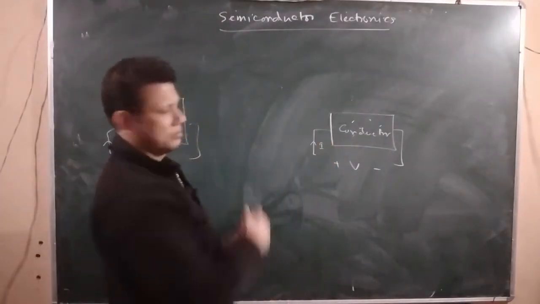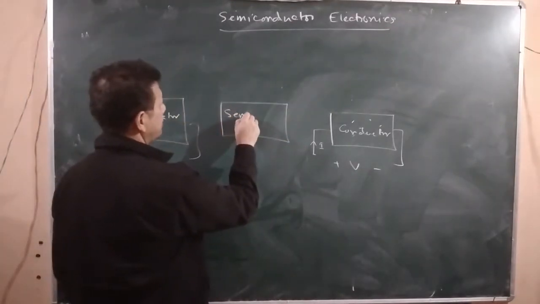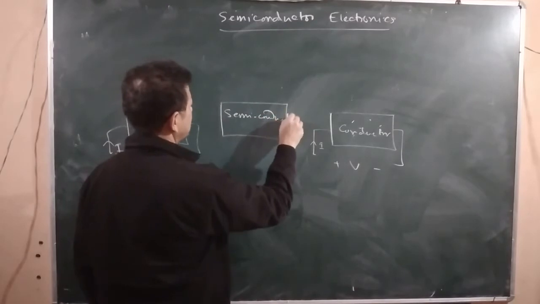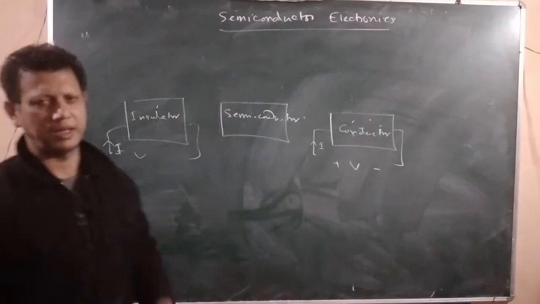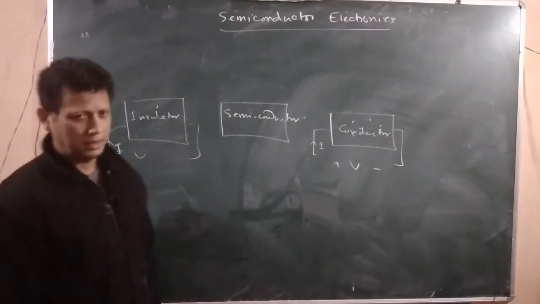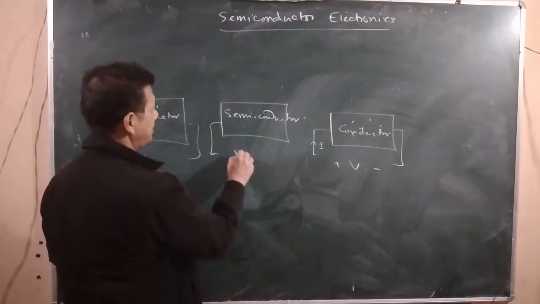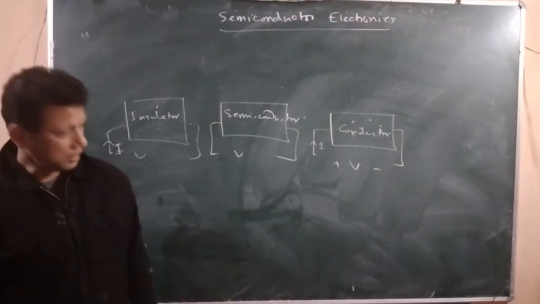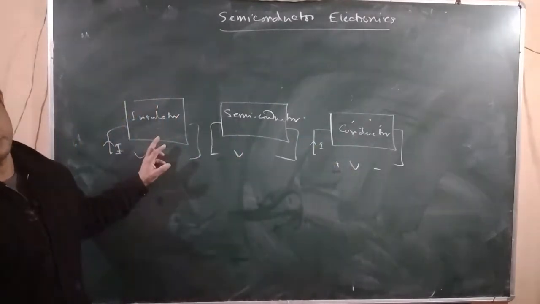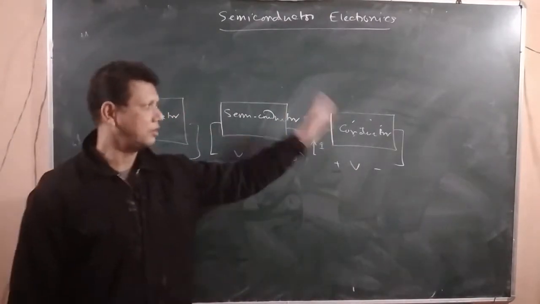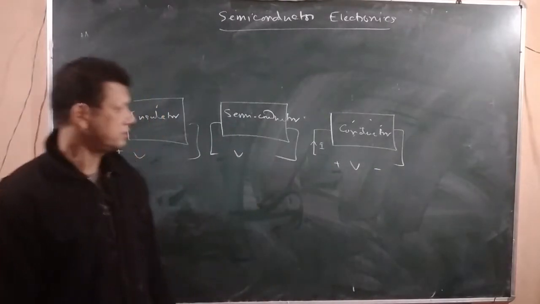So in between these two, there is another material which is known as semiconductor. So there is a material called semiconductor, which is a little different from conductor and insulator. It is different in the sense that the conductivity of this material, when a potential difference is applied across the two ends, is smaller than the conductor but more than the insulator. So its conductivity will be less than the conductor, but definitely more than the insulator.